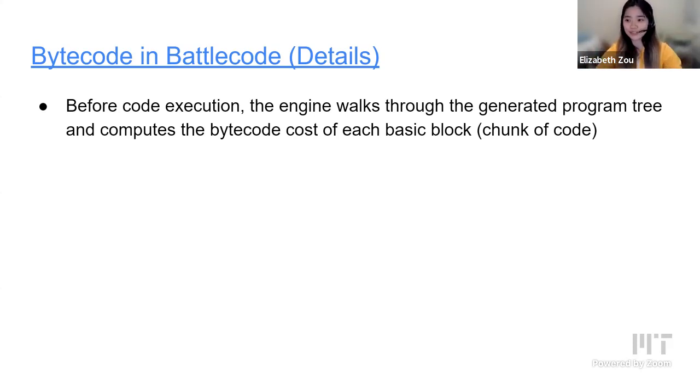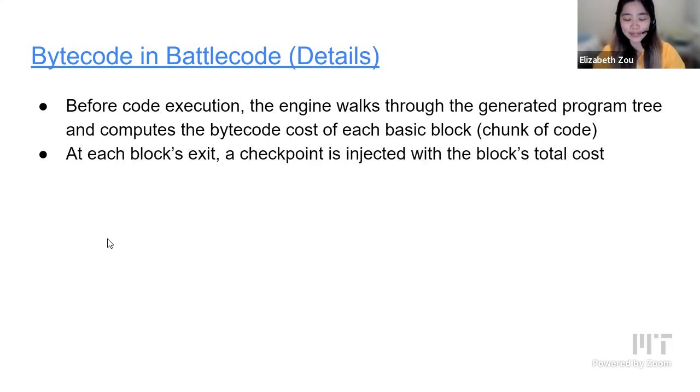So if you have a large chunk of code and inside it there's a function call, then that function call is its own basic block, because it will always execute together. So we compute the bytecode cost of each chunk of code within your generated program tree. And at the end of each chunk of code, we inject a checkpoint that says this chunk of code costs this much bytecode every time you run it. These basic blocks are divided so that there's no branching or function calling, so each always has the same bytecode cost. That's why we can mark each chunk with its bytecode cost.